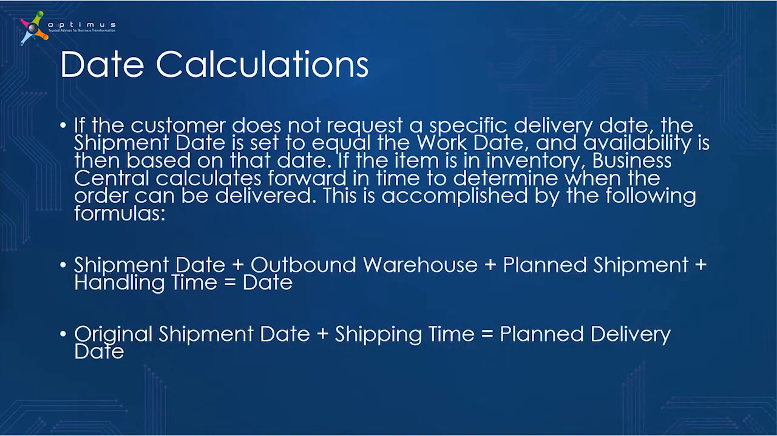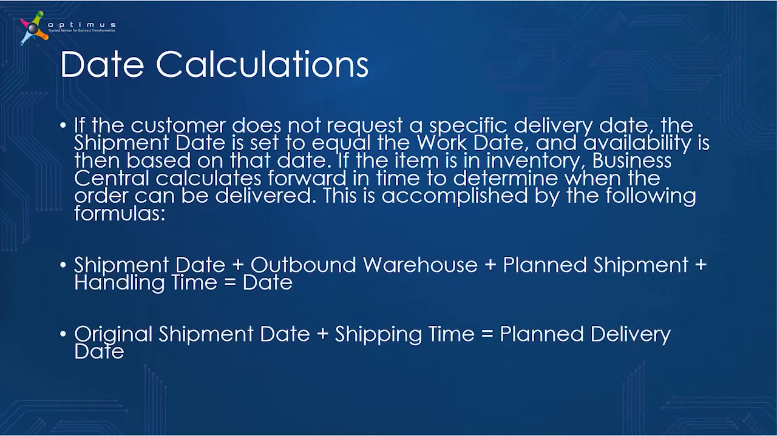Now, the date calculations. If the customer does not request a specific delivery date, the shipment date is set equal to the work date. Shipment date is when the customer requests, and availability is then based on that date. If the item is in inventory, Business Central calculates forward in time to determine when the order can be delivered. That is accomplished by the following formulas.